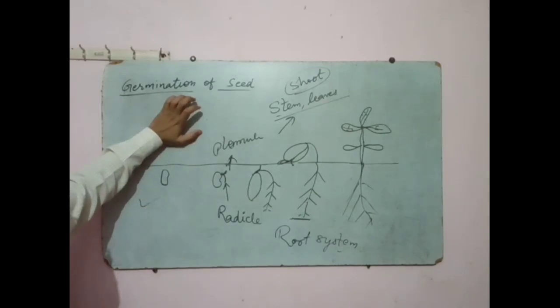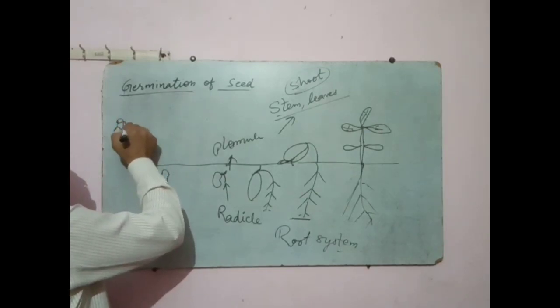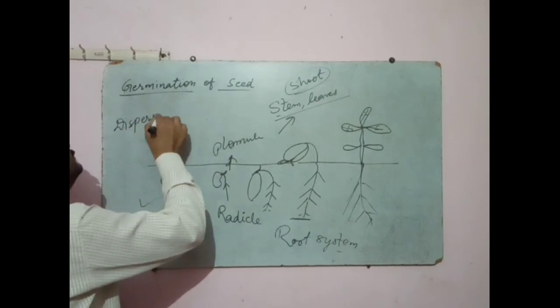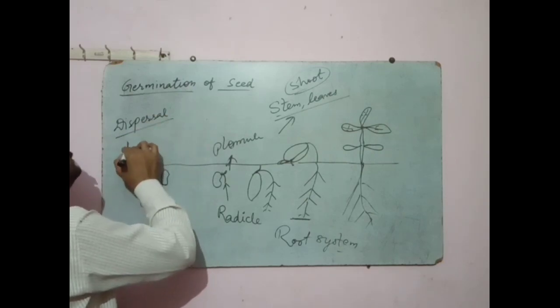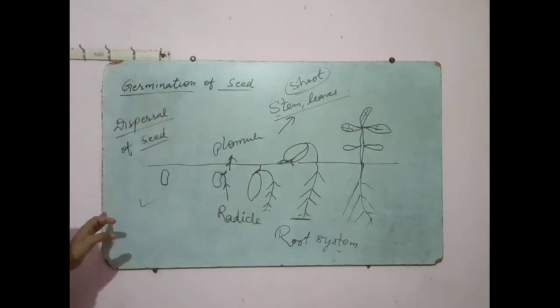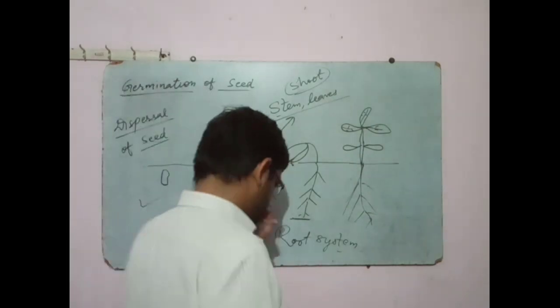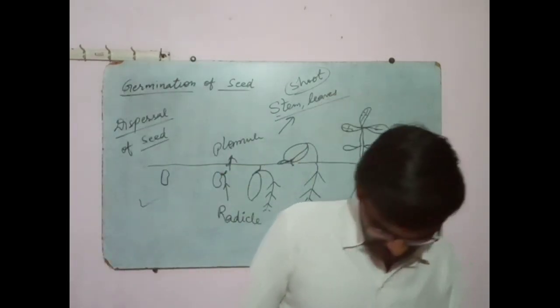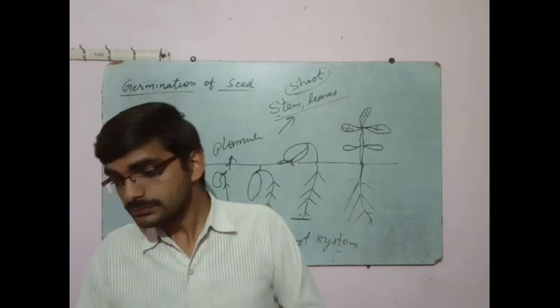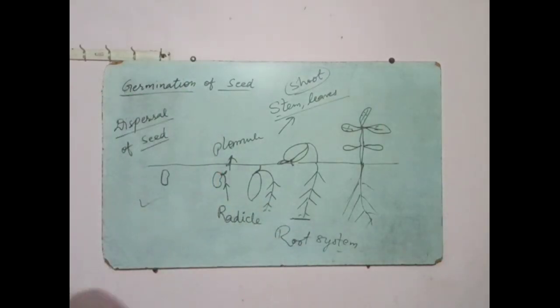Now next topic, that is the dispersal of seeds. How it takes place. Dispersal of seed takes place with the help of insects, or we can say human beings, wind, and water. These are the three agents which help in the dispersal of seed.